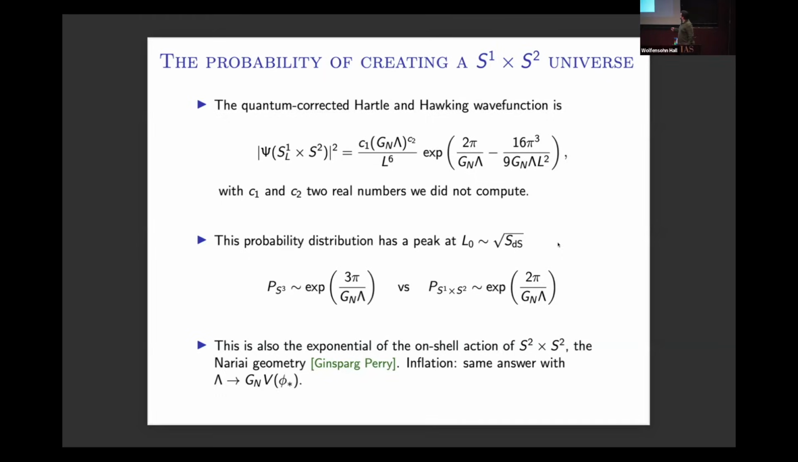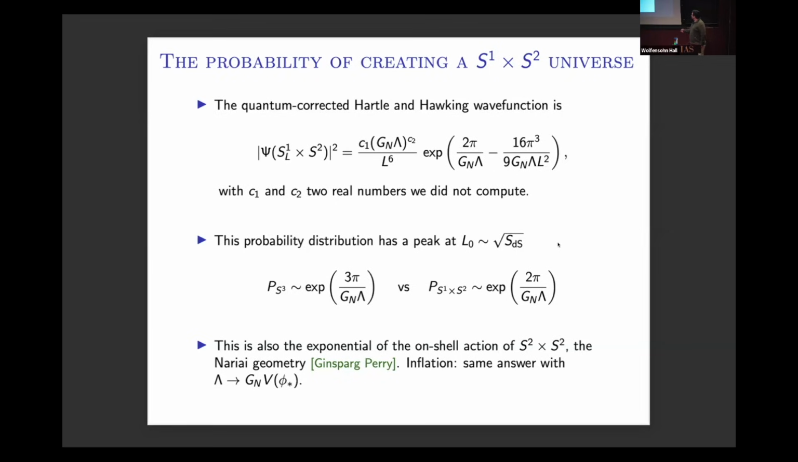Now, the nice thing about this expression is that this probability distribution has a peak at the square root of the de Sitter entropy. And now the integral over L is finite. And again, it's of the order of the exponent of the on-shell action on S2 cross S2, which is what we expected.